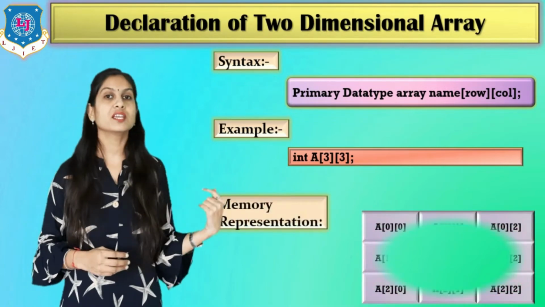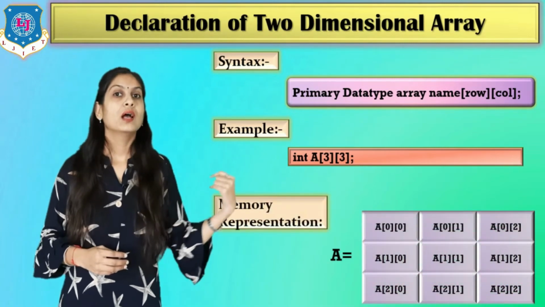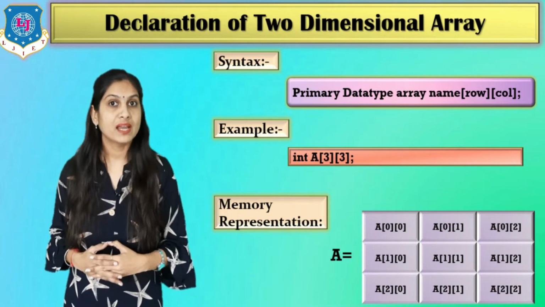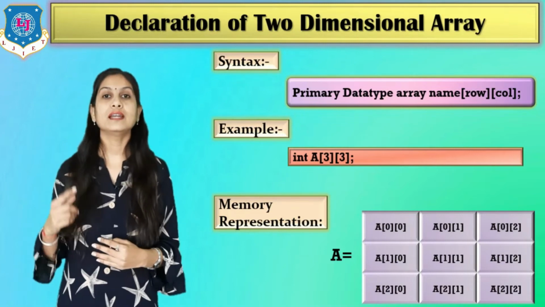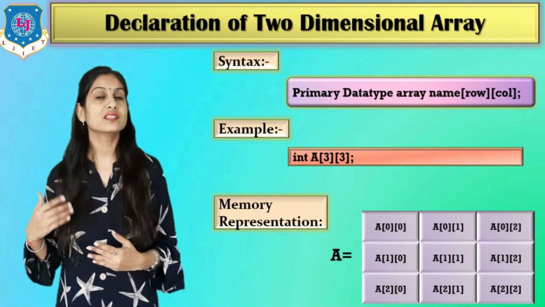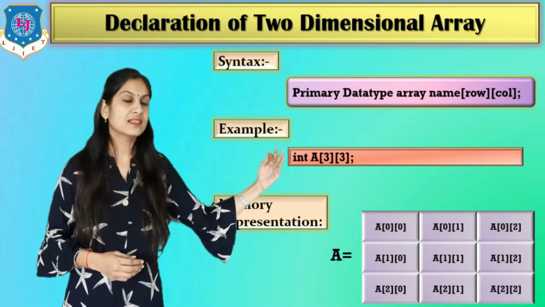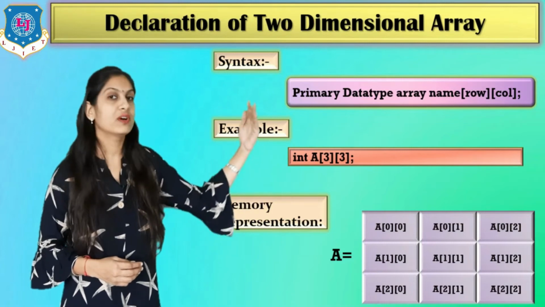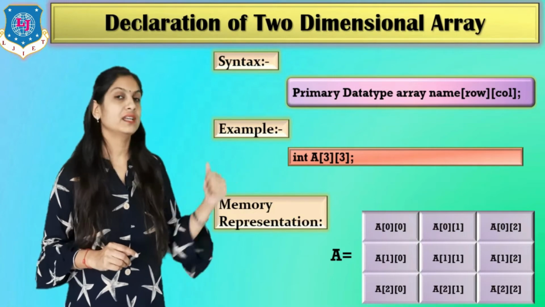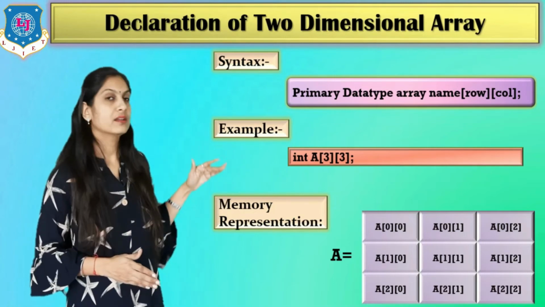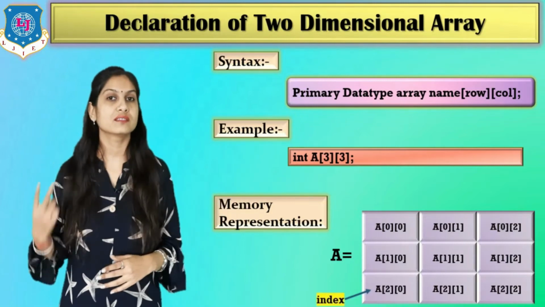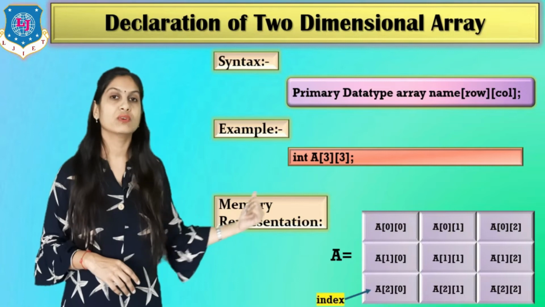And the memory representation you can see here: how many bytes will be allocated? Total 3 cross 3, that is 9 elements will be stored, and an integer occupies 2 bytes, so a total of 18 bytes will be occupied. And how is it stored? It is stored row wise, that is A of 0 0, then A of 0 1 and A of 0 2. The first bracket indicates the row number and the second indicates the column number. Then for the second row, that is 1 0, 1 1, 1 2, and the last is for the third row, that is 2 0, 2 1 and 2 2.